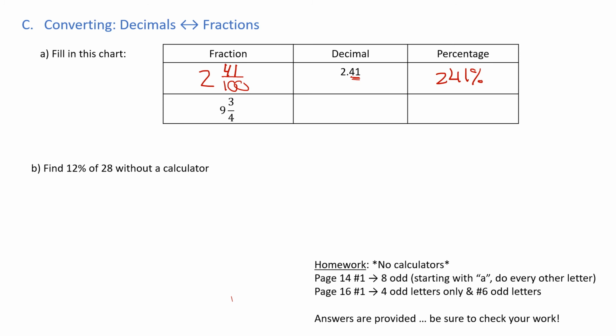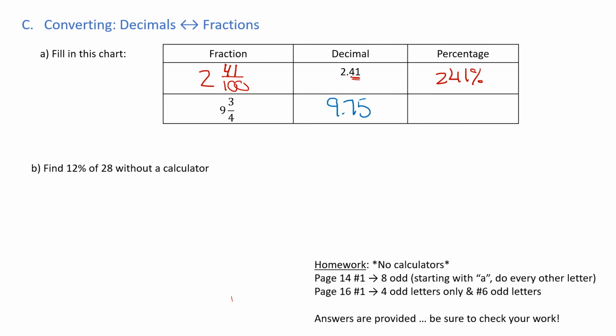Next one, we're given 9 3/4. 9 3/4 as a decimal. How do we convert it to a decimal? So there's some that you should really know. You should know that 3/4, and literally, if you think of having money in front of you, if you had 3/4 in front of you, that's 75 cents. So that's going to be 9.75.